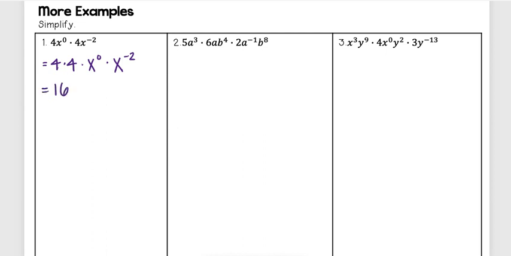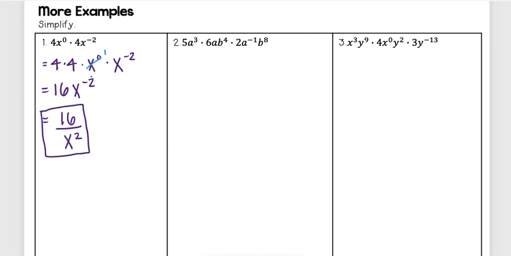I get 16. Automatically, I already know anything to the 0 power is just 1, so I can kind of just cross that out because that's equal to 1. So I'm just left with x to the negative 2. It's really tempting to stop here, but we have to remember anything with a negative power we can't have. We have to make it positive. So since I have x to the negative power, I'm going to cross the line, change the sign. So that means instead of this being up on top, I'm going to move it to the bottom, and then it becomes positive. And this is my final answer.